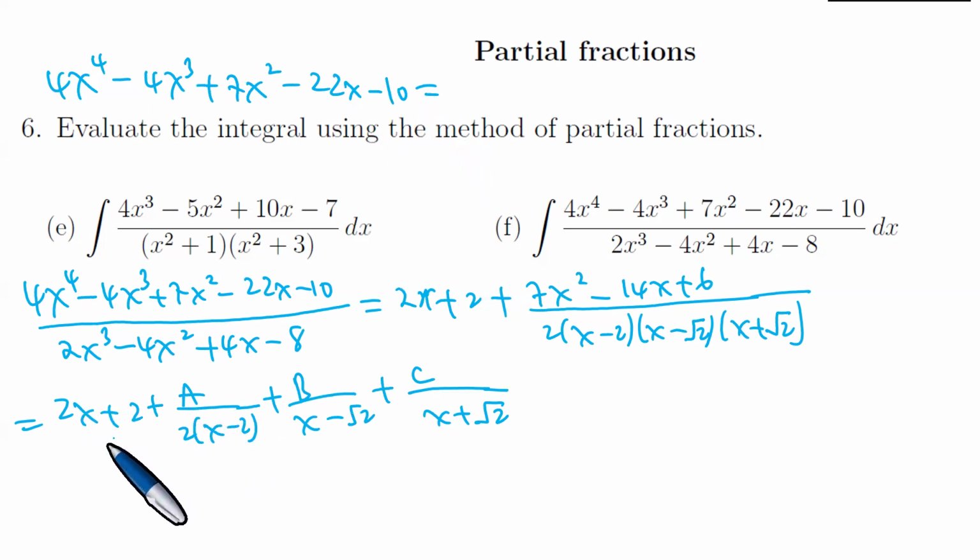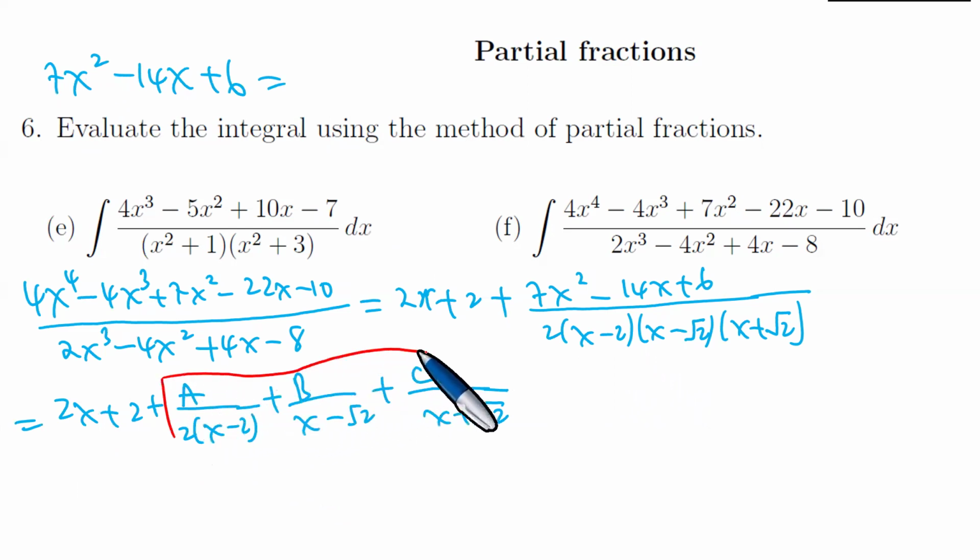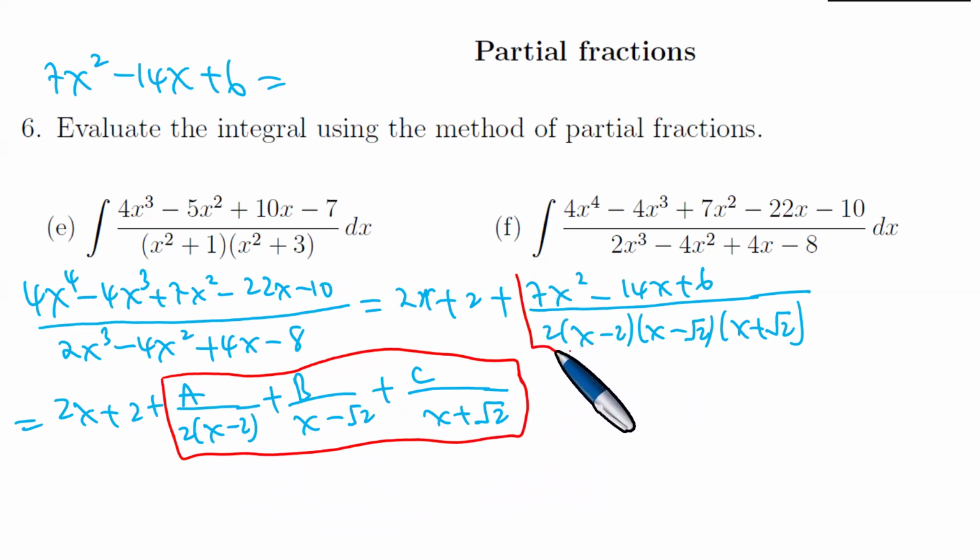Multiply through by the LCD, and then you're going to have exactly this part here. Let me see what the best way to do this is. Okay, the best way to do this is to focus on the partial fraction decomposition of this. Meaning that you can just focus on this one and you multiply it through by the LCD so that we have 7x squared minus 14x plus 6. In other words, you focus on this one, only this.